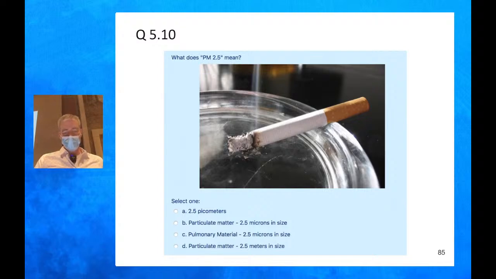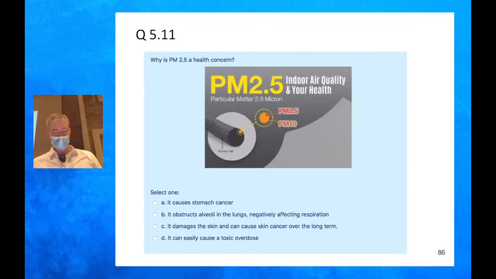What does PM 2.5 mean? Correct answer here is particulate matter 2.5 microns in size. Great. We are at 1:55. We're doing just great for time. Why is it a health concern? It obstructs alveoli in the lungs, negatively affecting respiration. Okay? So that's the main issue.